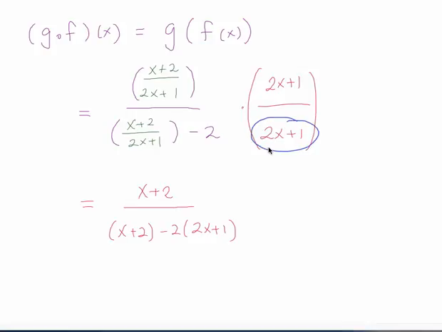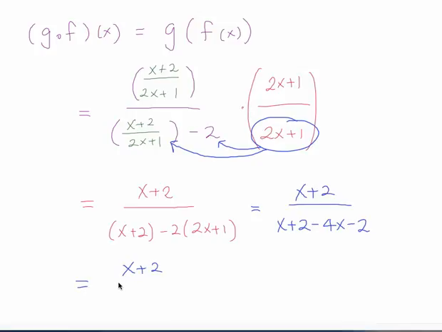So this 2x plus 1 is being multiplied to x plus 2 over 2x plus 1, and you have to multiply it to minus 2. Okay, then here you get x plus 2 in the numerator. In the denominator you get x plus 2 minus 4x minus 2, which is then x plus 2 over negative 3x plus 0, or negative 3x. There are many ways to write this. Because there are no terms here, you can write negative x plus 2 over 3x. You can leave it exactly how it was.